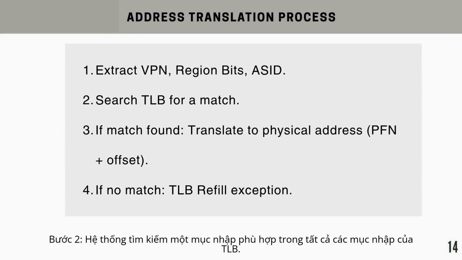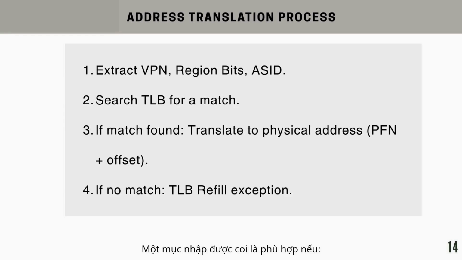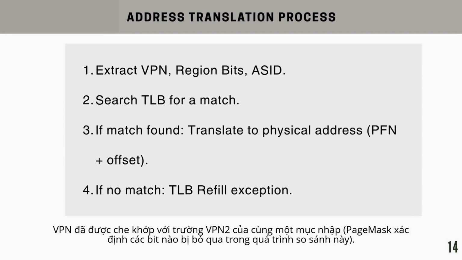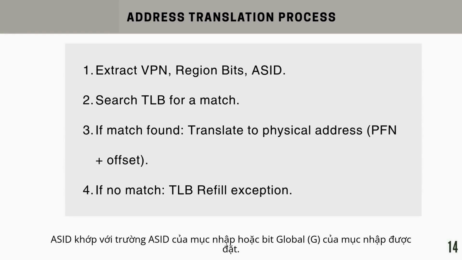Step number 2, using this information, the system searches through all entries in the TLB to find a match. A match is determined by the following conditions. The region bits, specifically bits 63 to 62 of the virtual address, must match the R field of a TLB entry. The masked VPN must match the VPN2 field of the entry. The page mask specifies which bits are ignored in this comparison. The ASID must either match the ASID field in the entry or the entry must have the global G bit set, which makes it valid for all ASIDs.